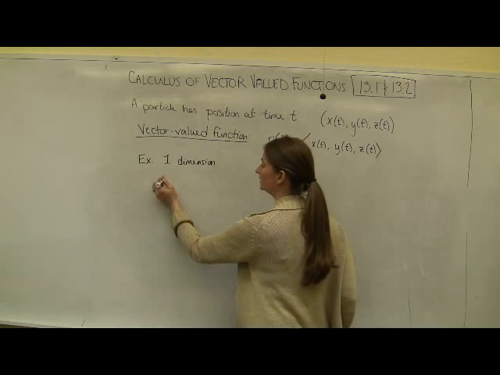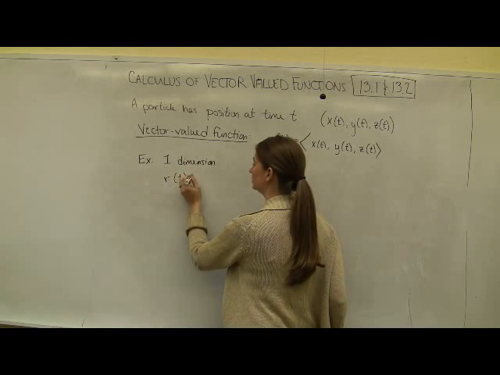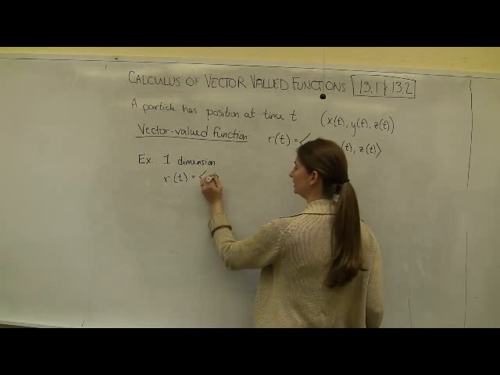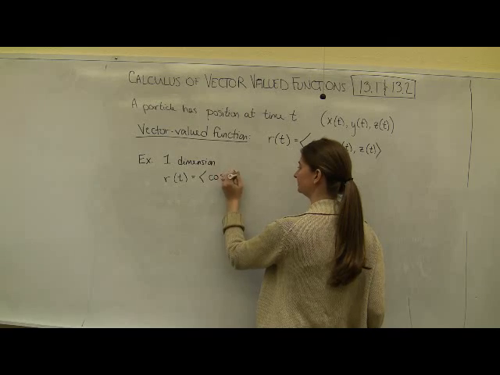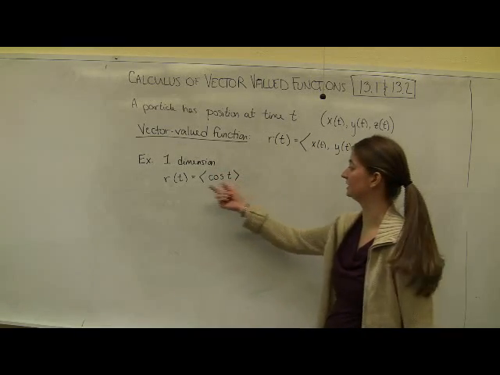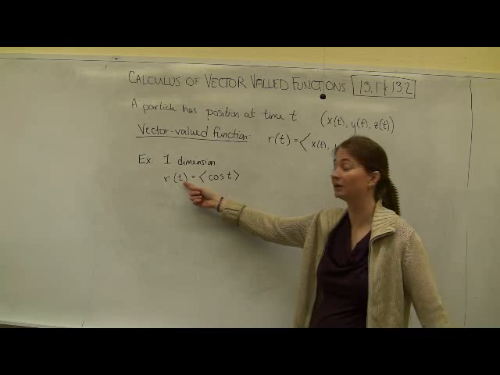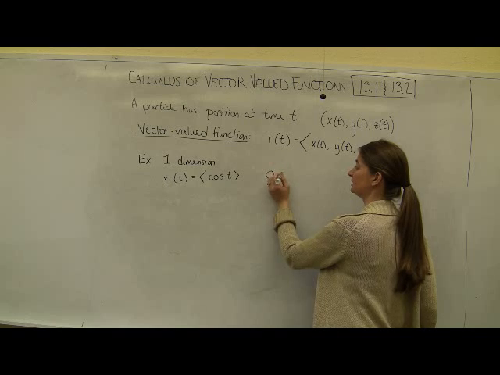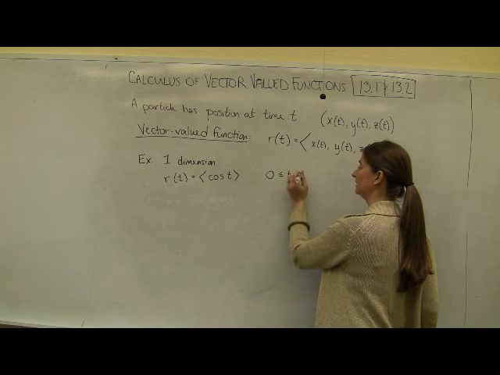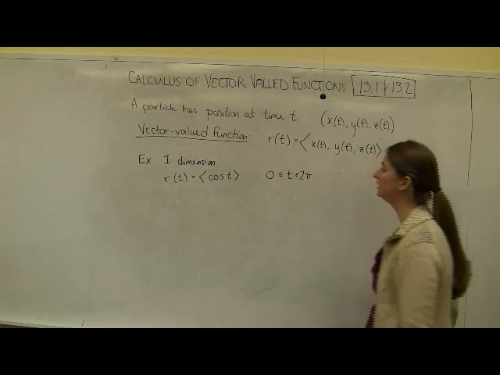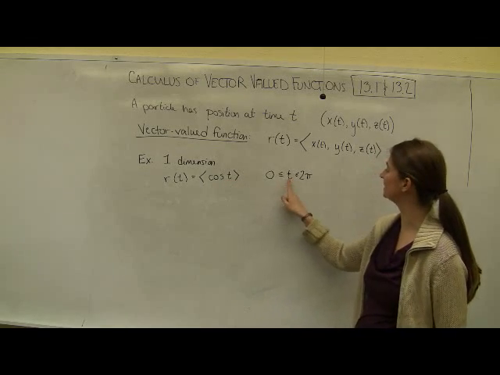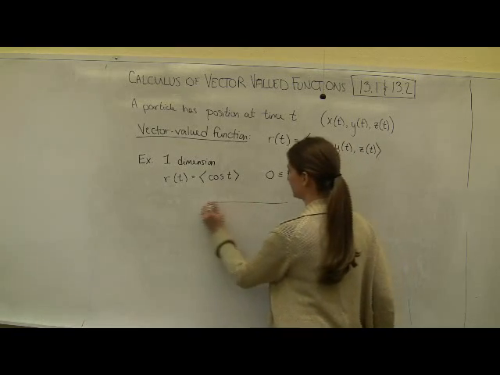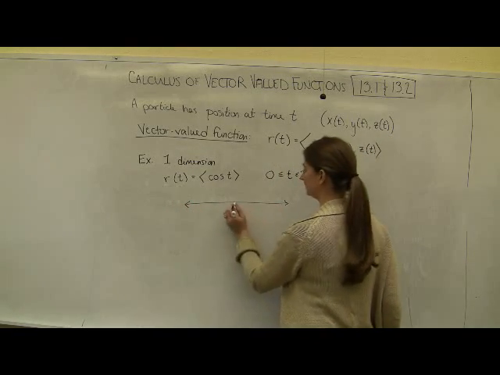So if I look at a one-dimensional example, let's say that r of t was just equal to the one component vector given by the cosine of t. Now typically we put a domain on t, that t could be any real number, it could be just real numbers between 0 and 2 pi. So in this case, I'm going to restrict t to be between 0 and 2 pi. So what does this function do? As I give a t as an input, I get a one-component vector as an output, in this case represented on the real number line.